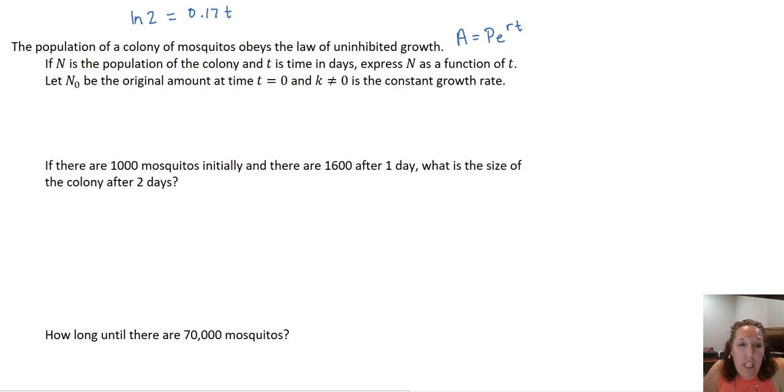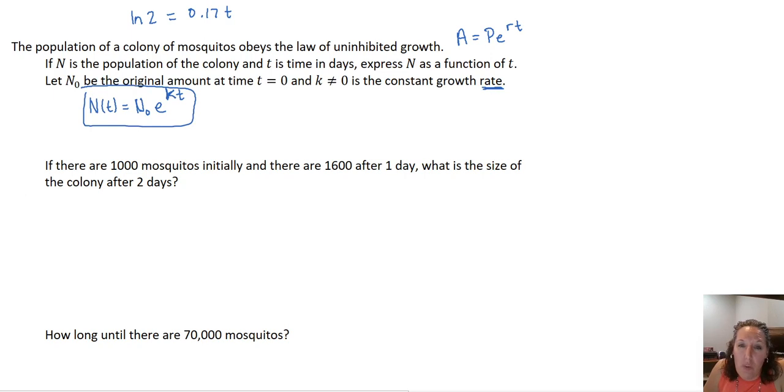All right, so if n is the population of the colony and t is the time in days, we want to express n as a function of t. So that's going to be our left-hand side. N is going to be a function of t. The original amount is going to be n sub 0 or n naught. And time is t. And then k is going to be the letter we're going to use for our growth rate. So we're going to get n naught times e to the k t. And so that is going to be our formula here.